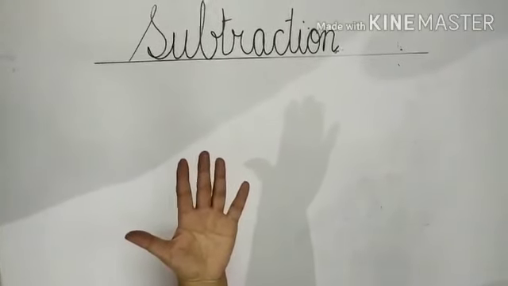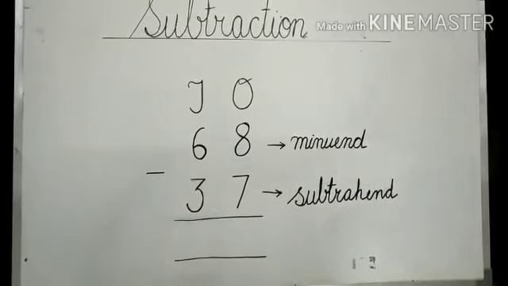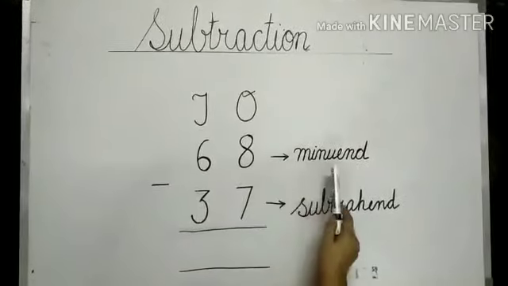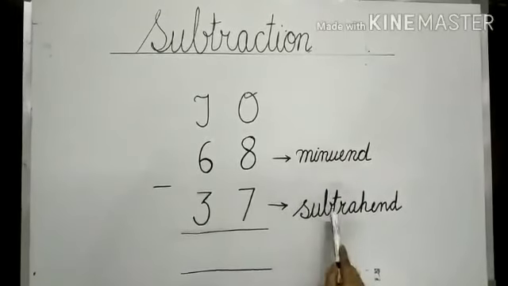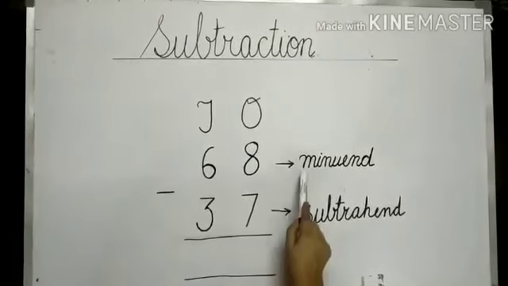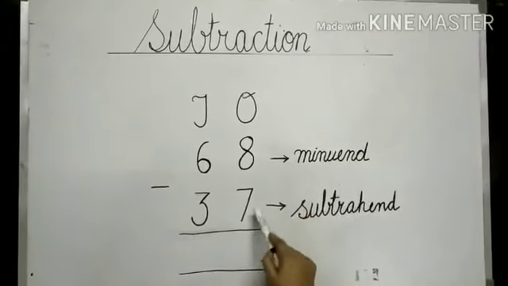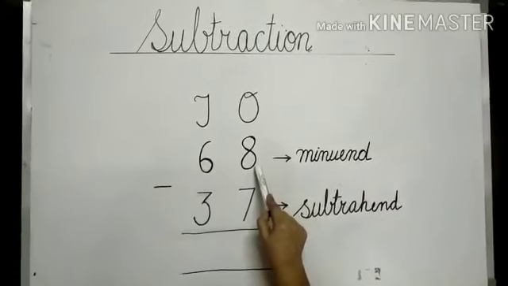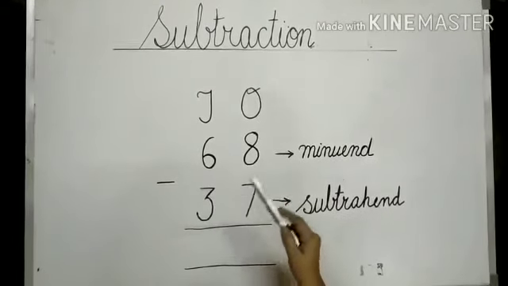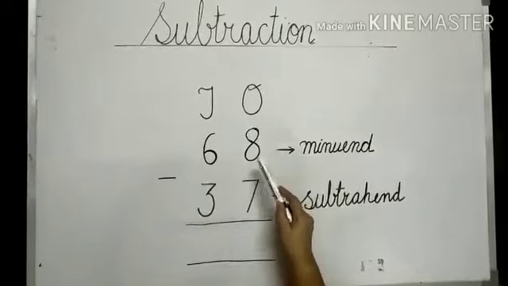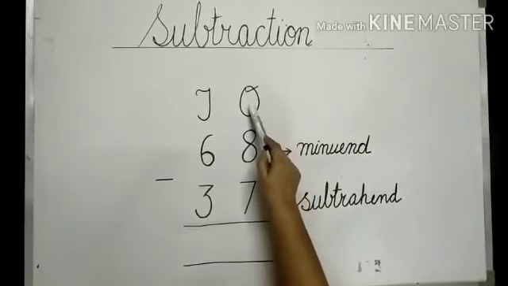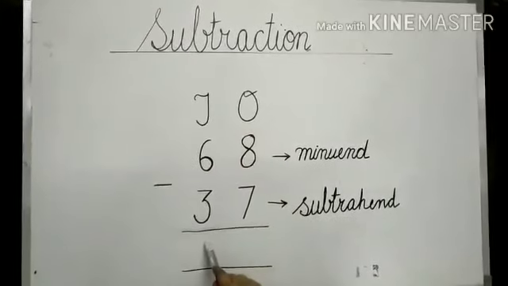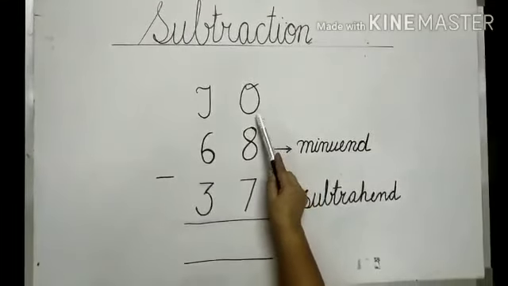Now let's take an example. Students, today we will practice the subtraction of two-digit numbers without borrowing. Here the minuend is 68 and the subtrahend is 37. Minuend is always greater than the subtrahend. Always the larger number comes on the top and the smaller number will be subtracted from the larger number. Now we will subtract. We will always start from the ones place and after that we will solve the tens place digits. First we will start from the ones place.